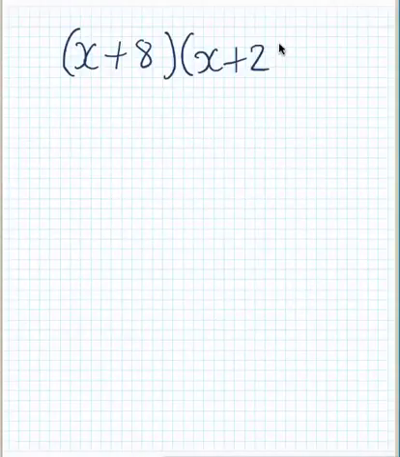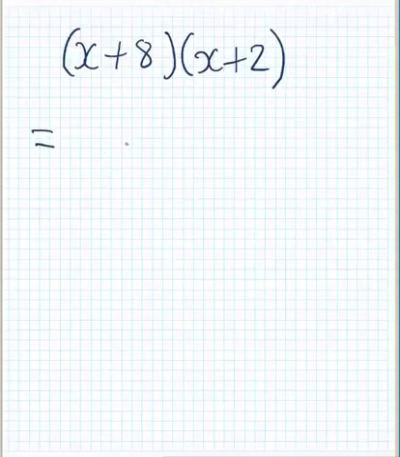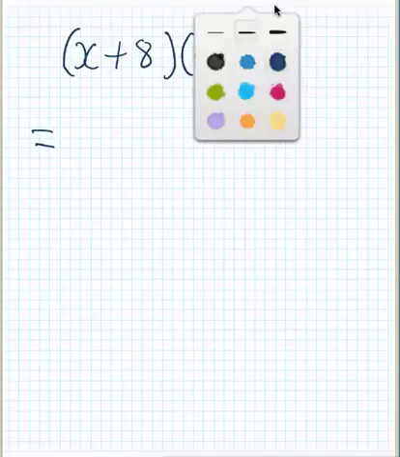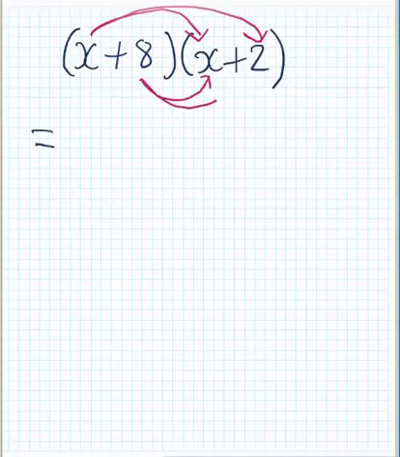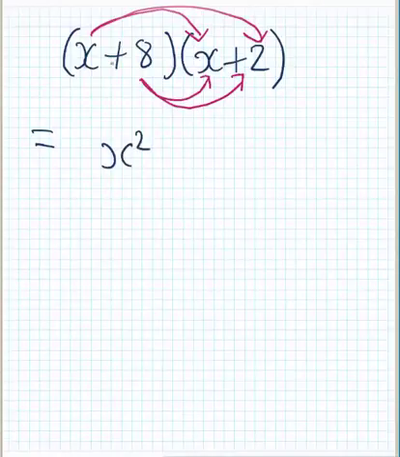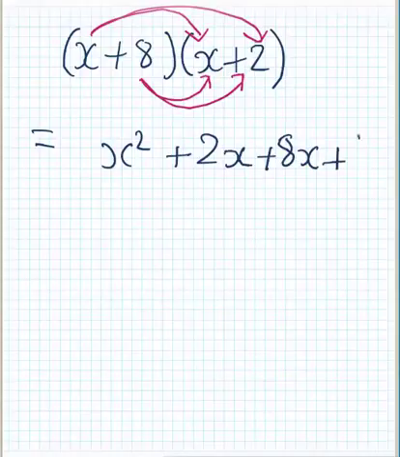Now, to factorize a trinomial, we will first expand a binomial, so we've got two brackets here, and then factorize the simplified answer. So first of all, let's expand this. So we know that to expand, we go x times x and x times 2, and of course 8 times x and 8 times 2. So x times x is x squared, and then we've got x times 2, which is all positive, so positive 2x. 8 times x, positive 8x, and 8 times 2, it's positive 16.